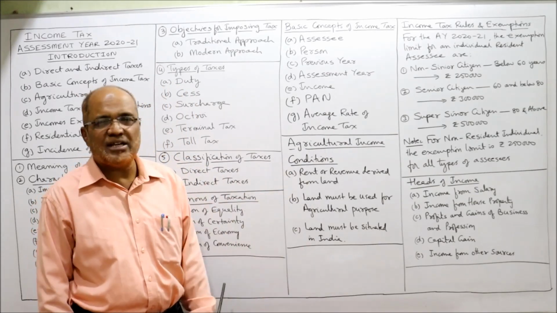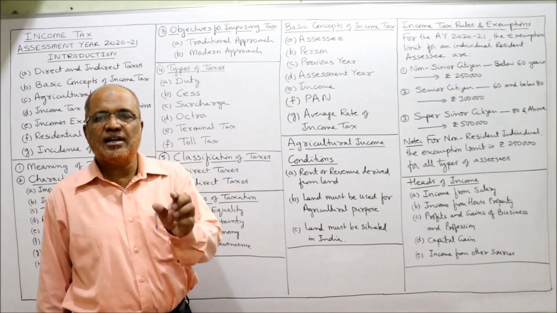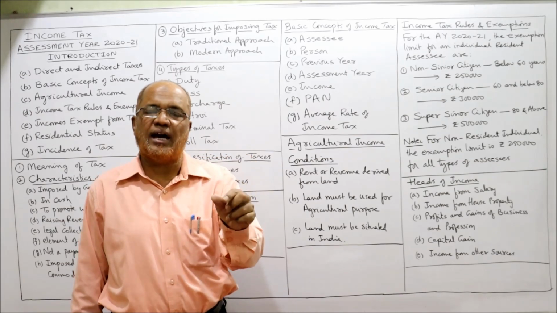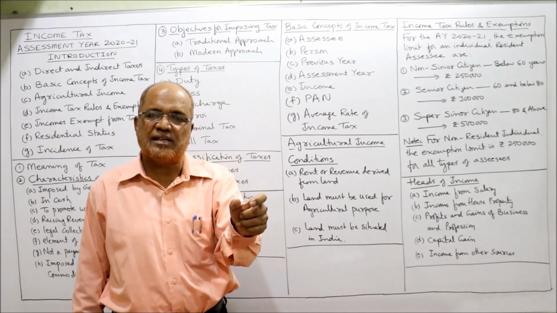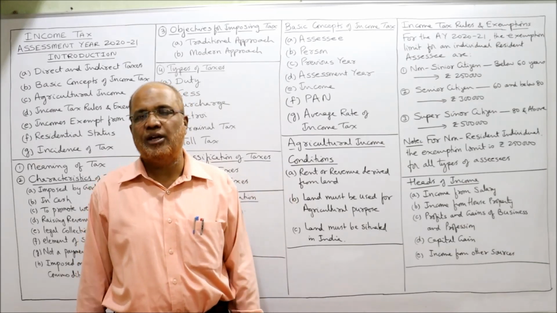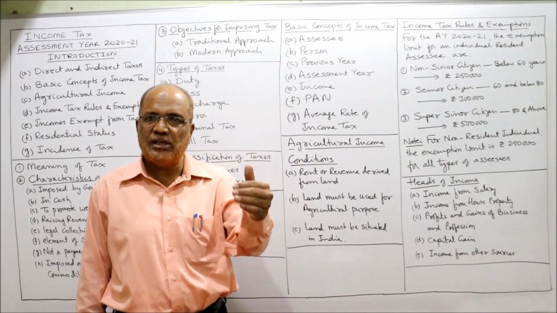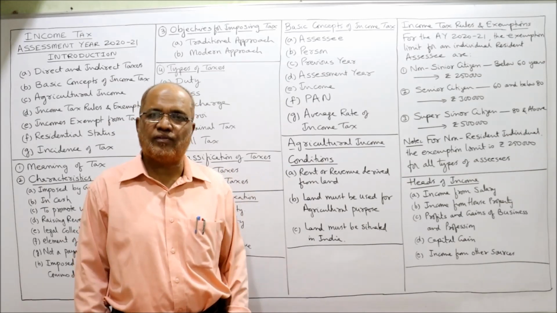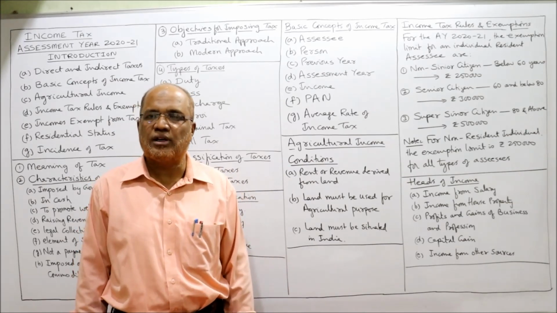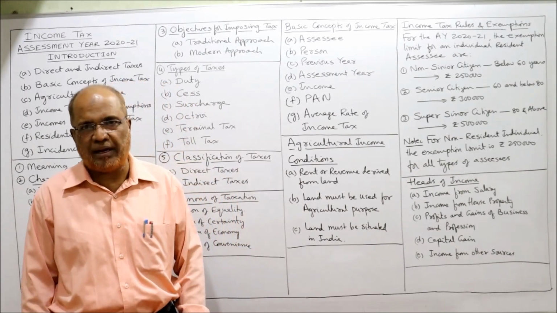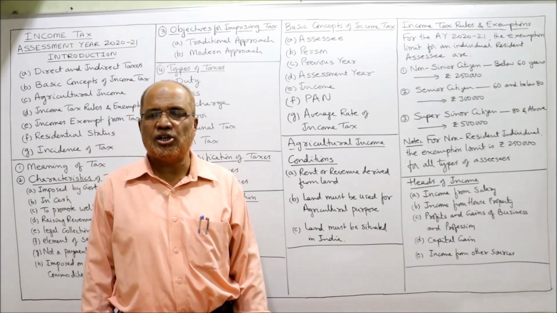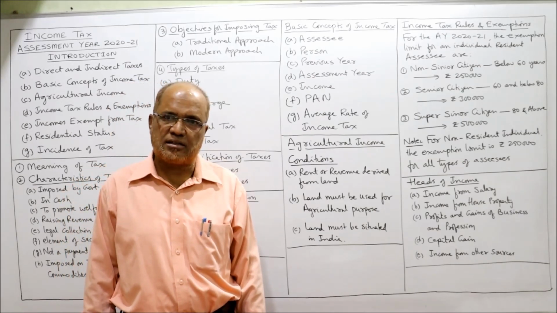The next one is average rate of tax. The average rate of tax we can get by dividing the total tax. First we determine how much is the total tax of the assessee. The total tax divided by total income into 100. If you find out this rate, this is called average rate of tax, and this average rate of tax will be used for calculating the advance tax to be paid. These are some of the basic concepts which are used in the Income Tax Act.